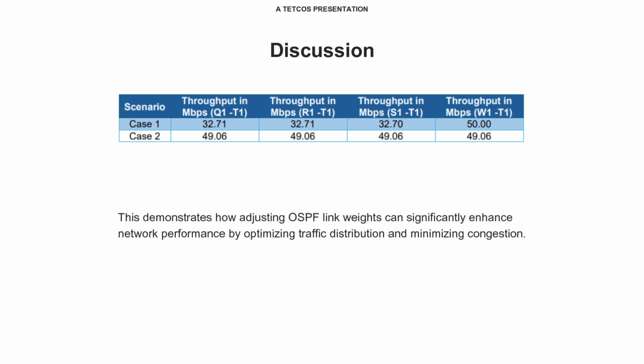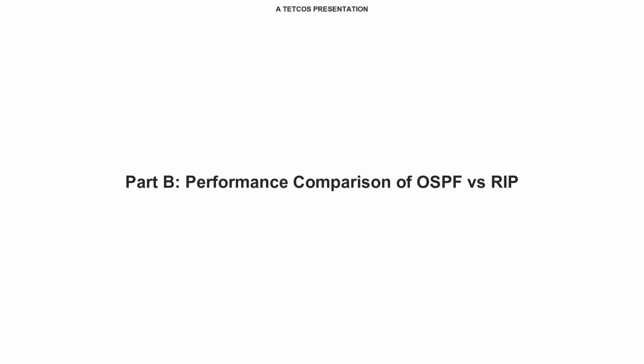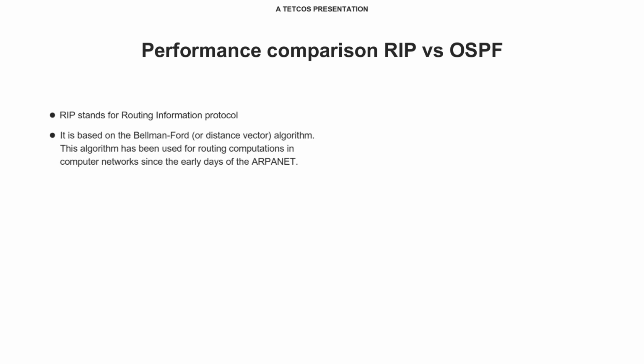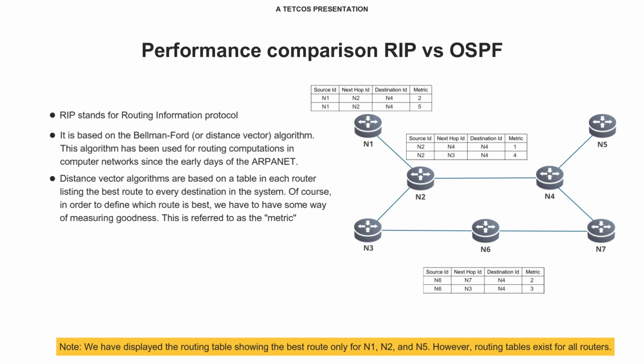minimizing congestion. Let's move on to Part B of this experiment: performance comparison of OSPF versus RIP. Routing Information Protocol, RIP, is a routing protocol based on the Bellman-Ford, or distance vector, algorithm, which has been used in computer network routing since the early days of the ARPANET. In distance vector algorithms, each router maintains a routing table that lists the best route to every destination in the network. To determine the best route, a measurement called the metric is used.